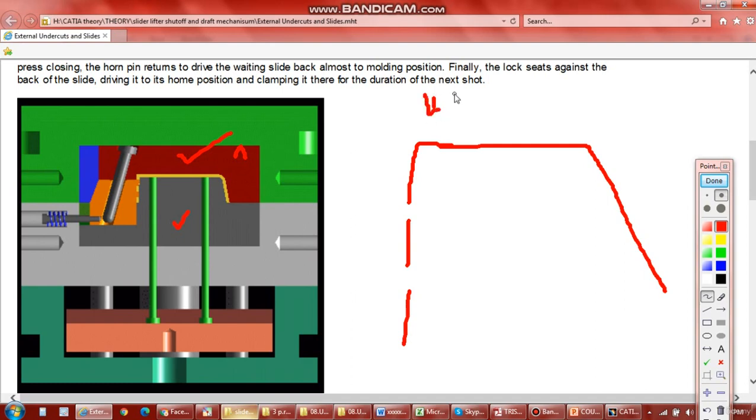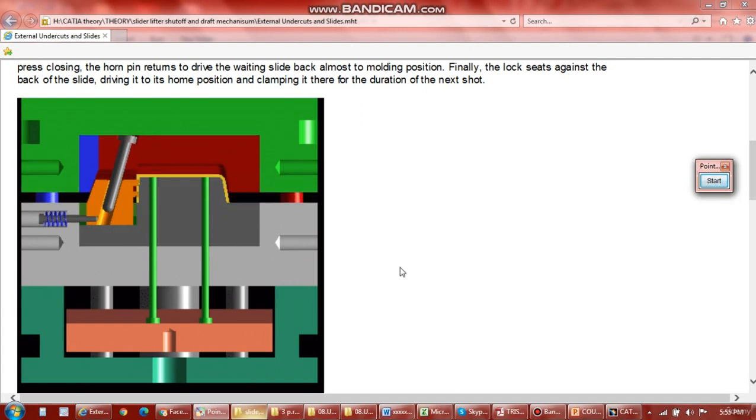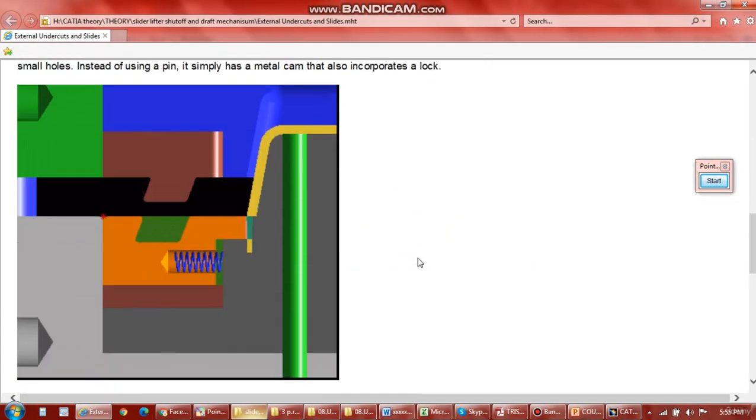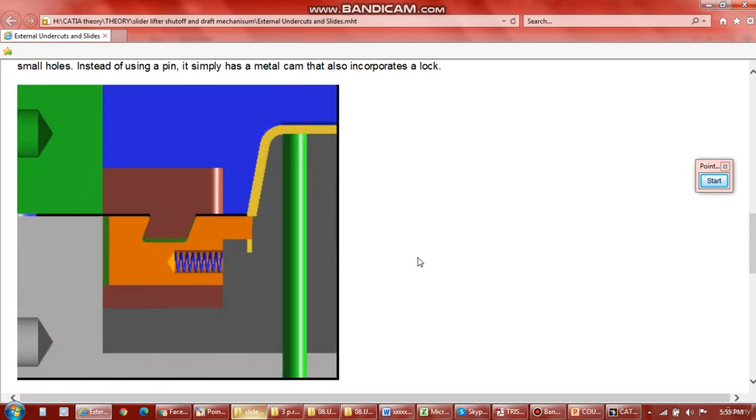The slider we use for external undercut, because that is outside. And for inside, suppose we have a doghouse here, for that we need a lifter like this. For external undercut we need a slider, and for internal undercut we need a lifter. So this is the basic difference. You can see this is another mechanism for the slider, the cam mechanism.